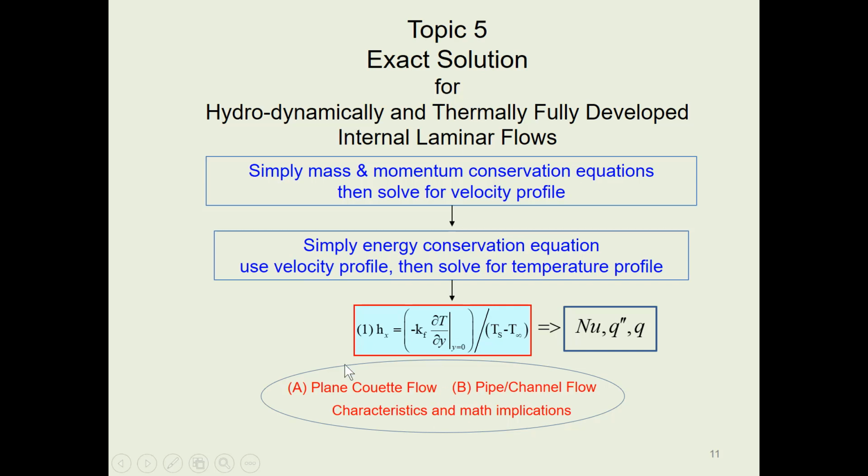Welcome back. In topic 4, we discussed in detail the characteristics and their mathematical implications for both plane Couette flow and pipe channel flow. In topic 5, we will apply those mathematical implications to simplify the mass, momentum, and energy conservation equations to obtain the temperature profile and then find the heat transfer coefficient and other convection variables.